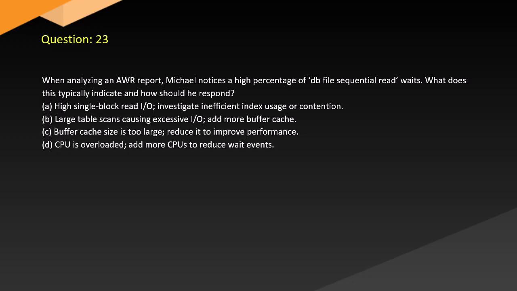Question 23. When analyzing an AWR report, Michael notices a high percentage of db file sequential read waits. What does this typically indicate and how should you respond? A. High single block read I/O. Investigate inefficient index usage or contention. B. Large table scans causing excessive I/O. Add more buffer cache. C. Buffer cache size is too large. Reduce it to improve performance. D. CPU is overloaded. Add more CPUs to reduce wait events.